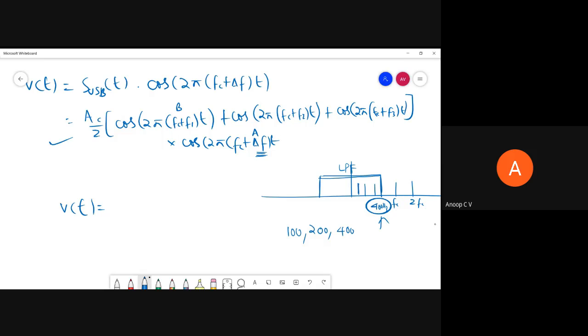As we have a delta F here, delta F is nothing but what? The local oscillator is not producing exactly FC, it is FC plus delta F. So this delta F will produce some unwanted components that also will fall within this low pass band. So you should find out which are the frequency components.